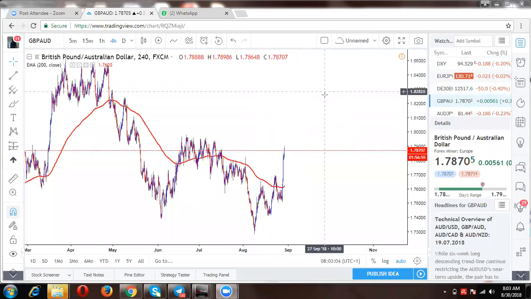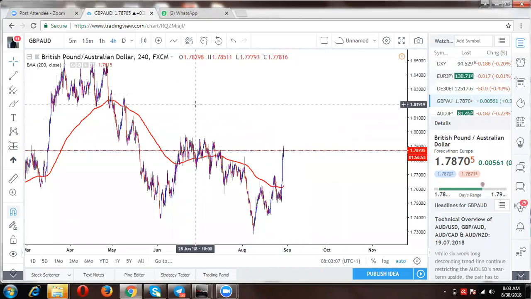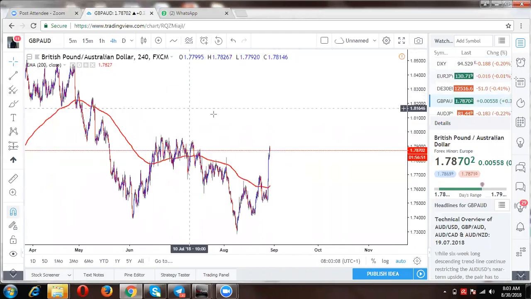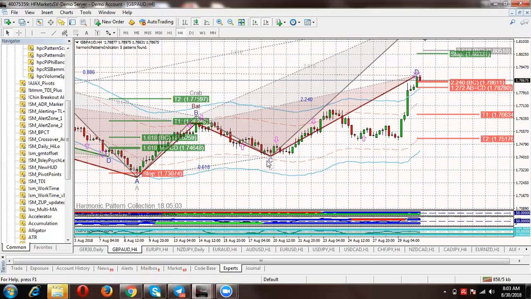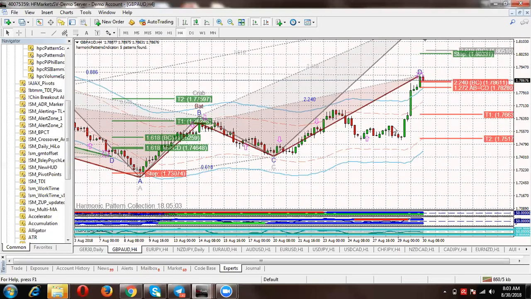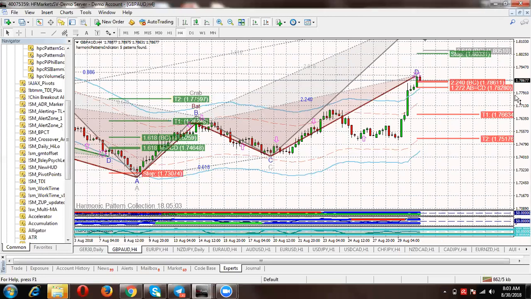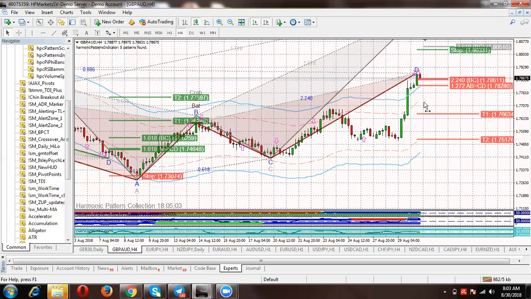Okay, so we're going to check out GBP AUD. We have a scan pattern for GBP AUD. Now, this is how you confirm your trade. Once you have this Harmonic scanner, you can go through and see the pairs you want. You don't need to trade all the pairs. Find one or two good ones, confirm them and take them.